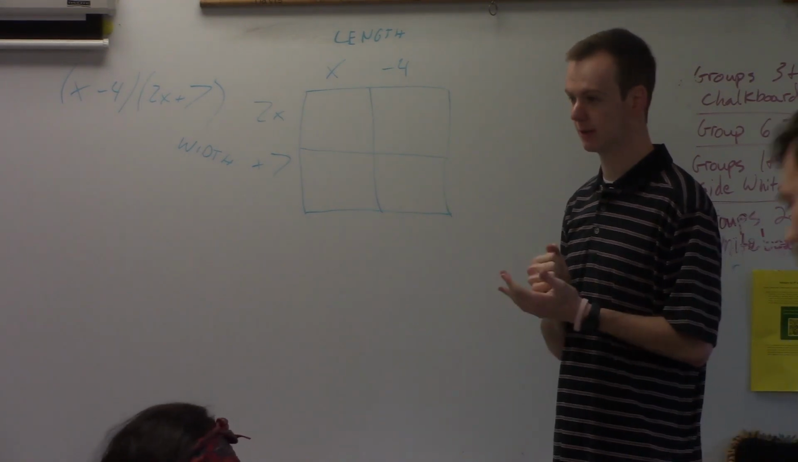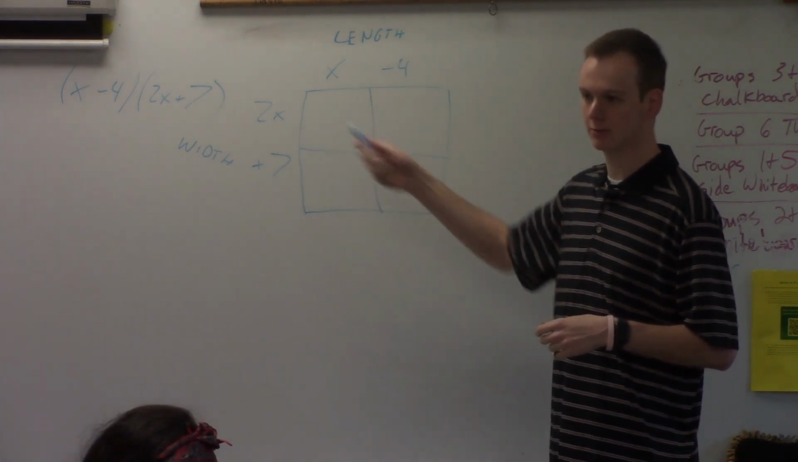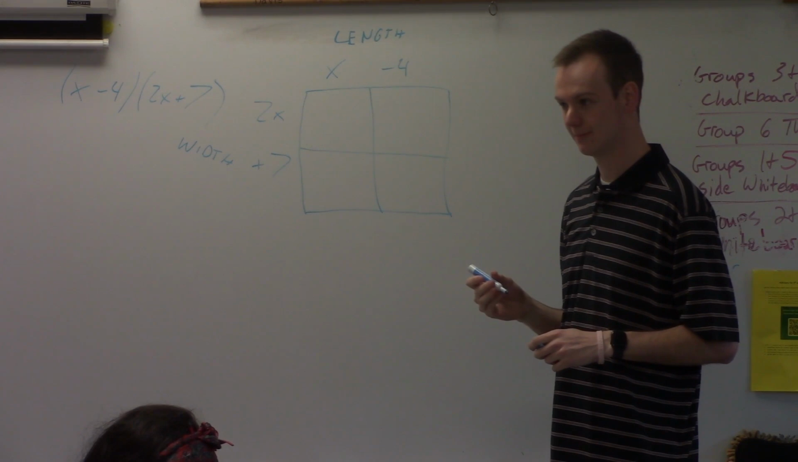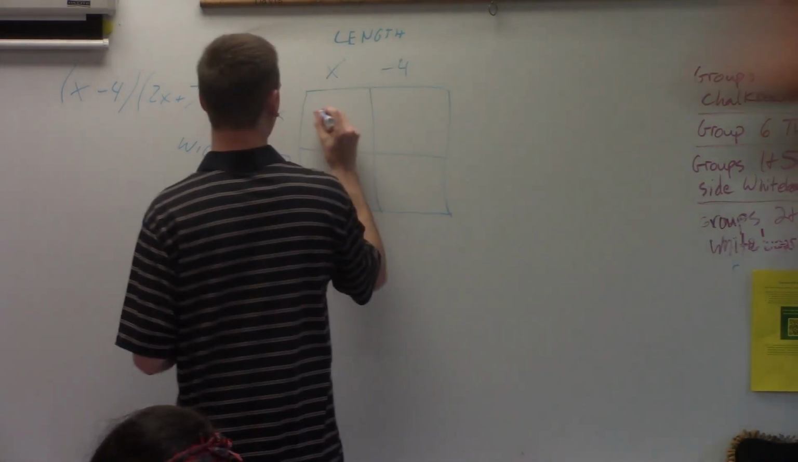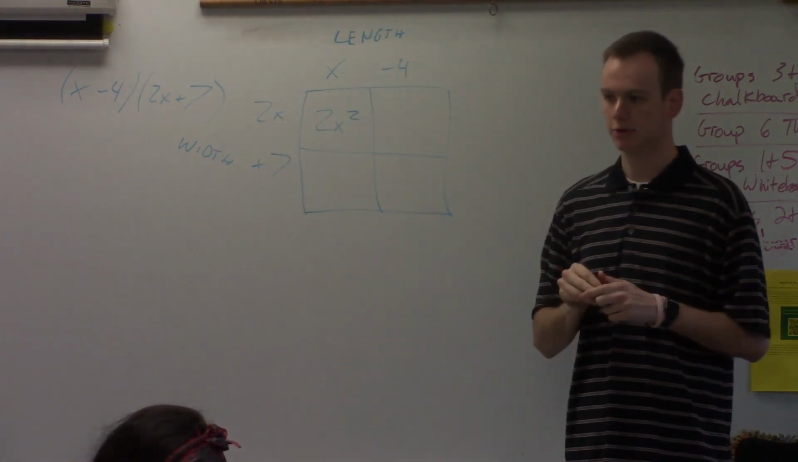What's the width of this rectangle? 2x, okay? So what's the area of this little rectangle then? What's length times width? 2x times x, which is 2x squared. Okay, this looks familiar. Now, which rectangle do we want to do next?